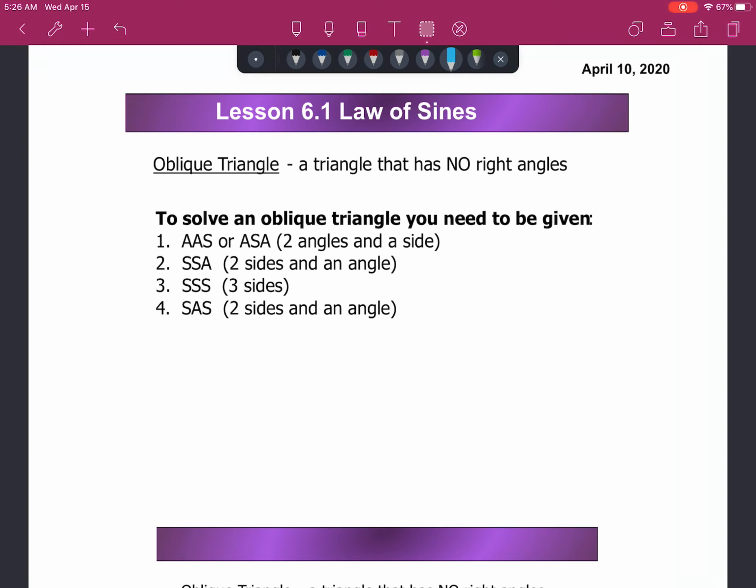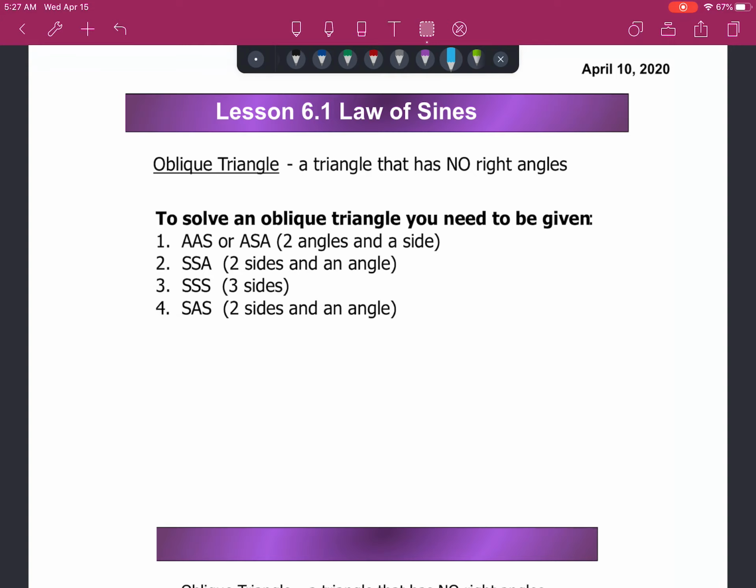If you were given 2 angles and a side, whether the side is included or not. So an included side is a side between 2 angles, and a non-included side is a side that is not between the 2 angles. I'm going to draw a picture. That would be number 1. Number 2, if you're given 2 sides and an angle that is not included.